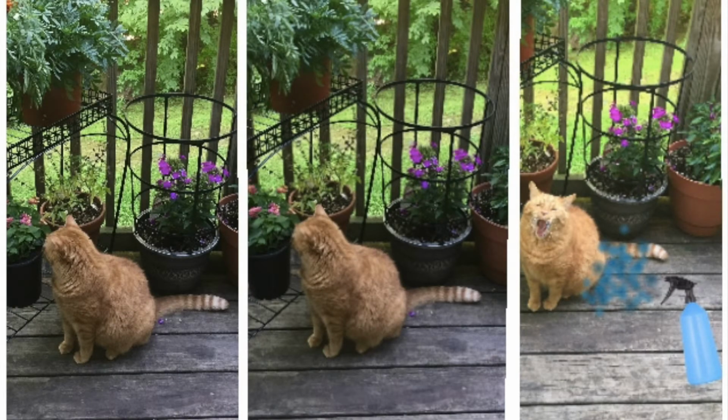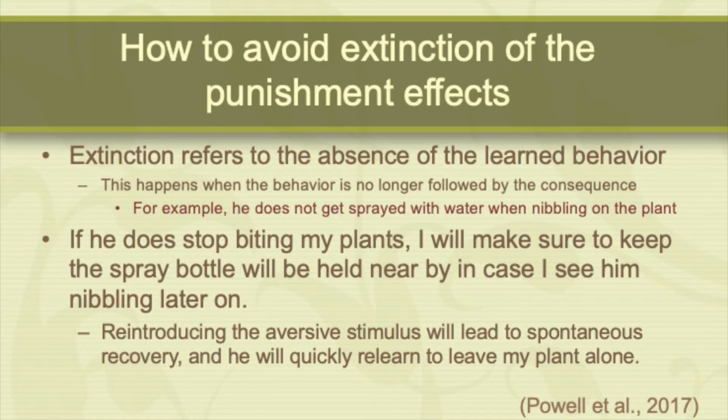With time, I do hope to bring this down to a 3-to-1 ratio, and eventually from there just keep stretching the ratio until he has proven that the behavior is a learned behavior. One concern that I've had is how would I avoid extinction after I have stretched the ratio to the point where he no longer needs the stimulus to avoid my plants. Extinction refers specifically to the absence of a learned behavior. This happens when the behavior is no longer followed by the consequence. So for example, the fear would be that when he does not get sprayed by water anymore, he might start to nibble on the plant.